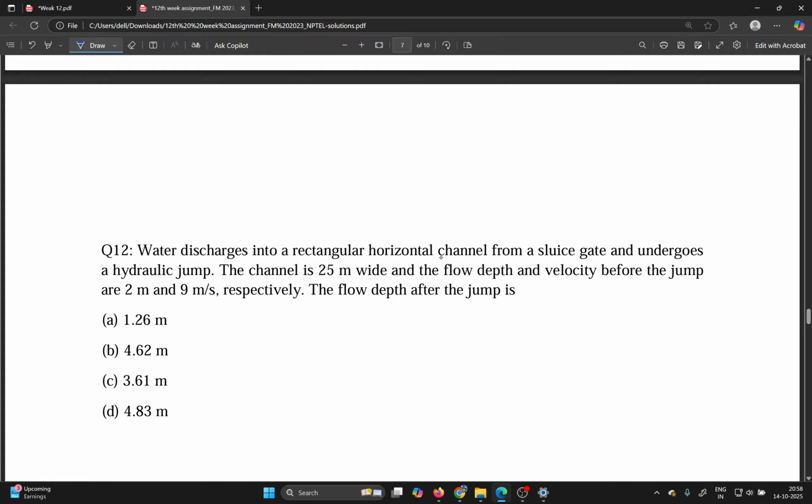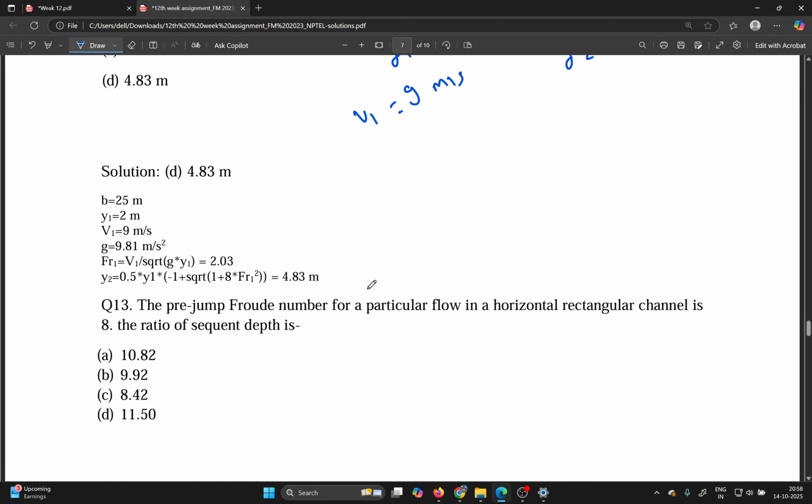Water discharges into a rectangular horizontal channel from a sluice gate and undergoes a hydraulic jump. The channel is 25 meter wide, and the flow depth and the velocity before the jump, that is y1, is given as 2 meter and v1 is 9 meter per second. You need to calculate y2, the flow depth after the jump. So the y2 by y1 relation I was discussing previously is this: y2 divided by y1 is equal to 1 by 2 into minus 1 plus square root of 1 plus 8 Fr1 square.